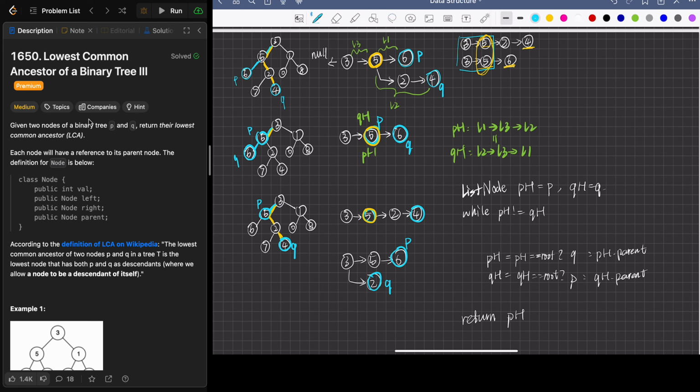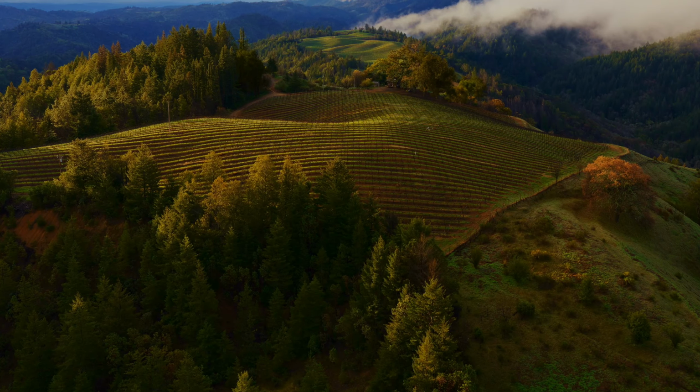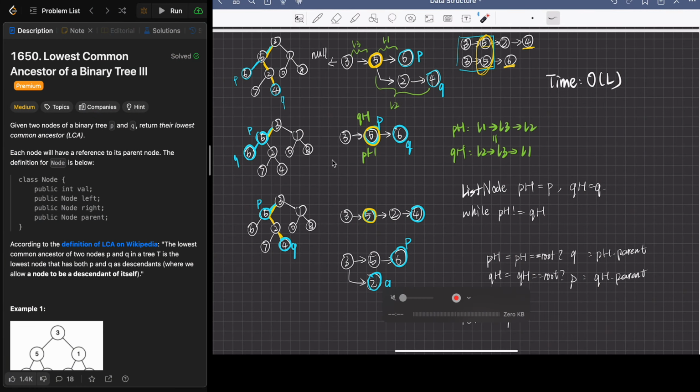And what is the time complexity? So the time complexity will be, we only go through this distance. They are exactly the same, so this is the time consuming. It means that it will be O(L), and L means the distance from the P node to the intersection point, then the intersection to the root node, and then the Q node to the intersection point. So this is the distance and the nodes we will have.